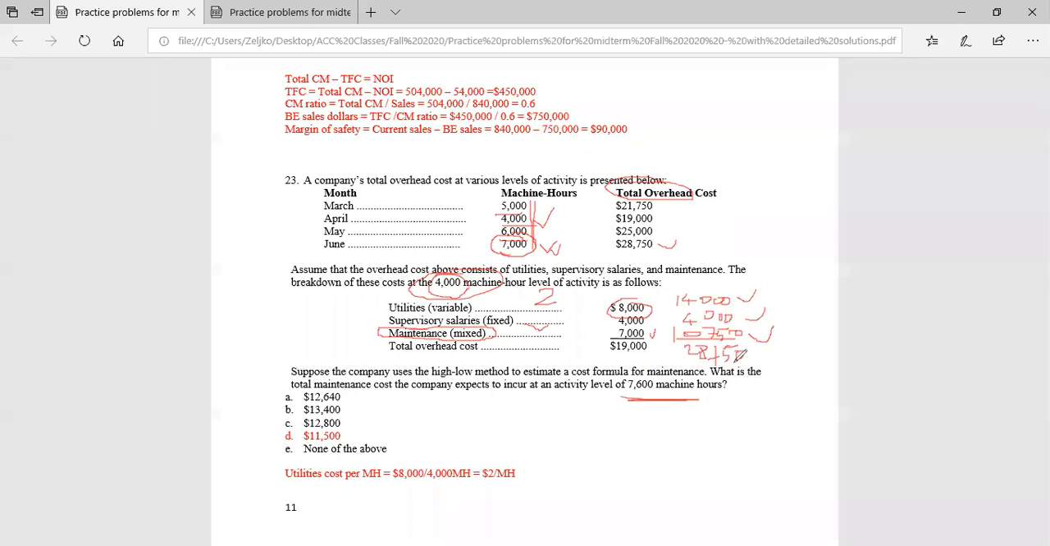Now, when you have this, you just use your regular high-low, and that's it. You just say, well, 10,750 minus 7,000 is 3,750. How did you get the 10,750? Well, I just explained it, so you will go back to the review. So that will be 3,750 divided by 3,000. Why 3,000? 7,000 hours minus 4,000 hours.